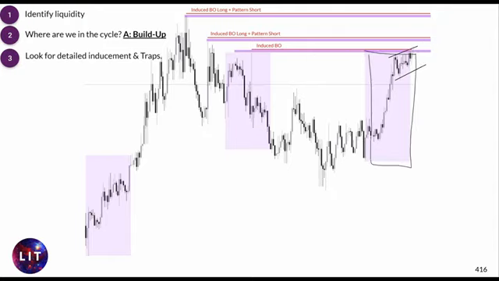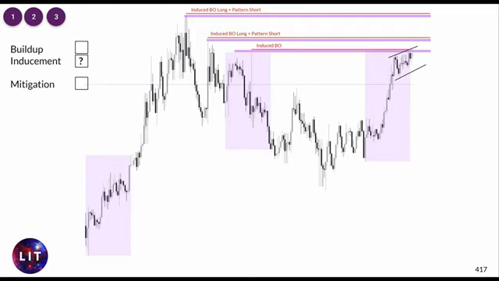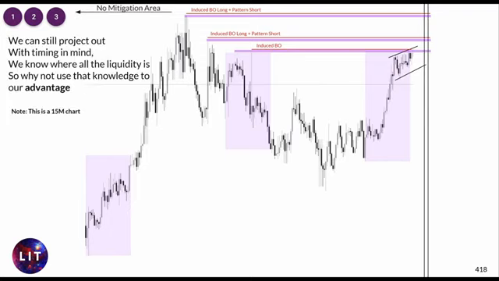Right? That's how, of course, we take all the stuff together and build sense into it. So guess what? Do we have an inducement yet? No. Do we have a build-up yet? Yeah. Do we have a mitigation? No. So what do we do? Timing. Right? We started to use timing again. All of a sudden, could this make sense? 100% it could make sense.